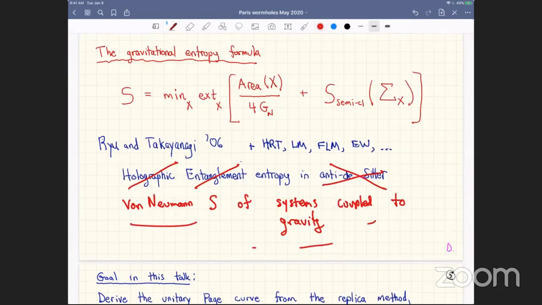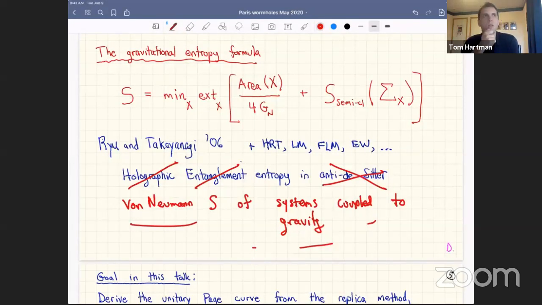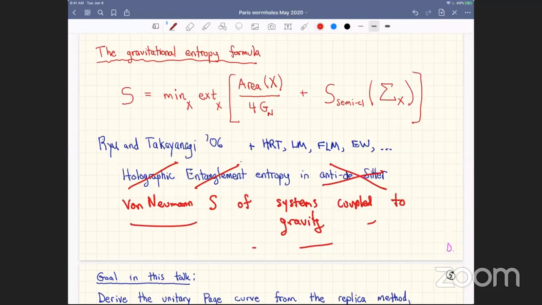How am I supposed to interpret it from the bulk point of view? Let me postpone that because I'm going to be using this formula and I'll explain it better there. But yes, what's the Hilbert space interpretation of this, and how am I supposed to understand the area? I guess the second term is clear, if this is supposed to be the von Neumann entropy of quantum fields on sigma x.